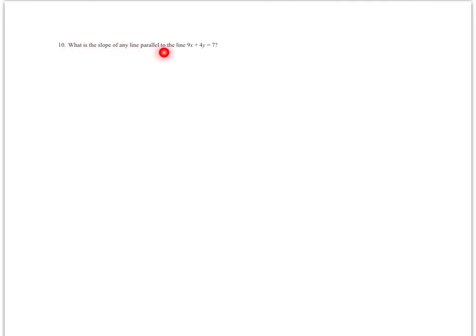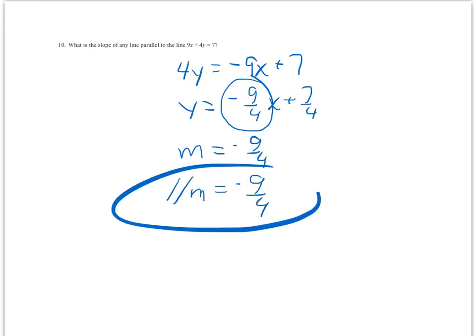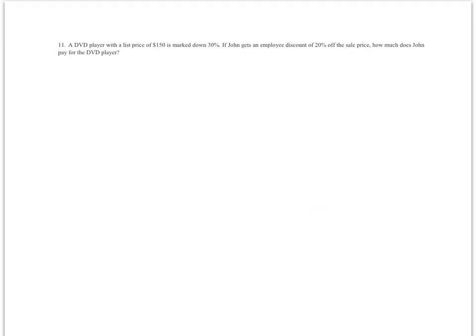What is the slope of any line parallel to the line 9x plus 4y equals 7? Well, if you get this equation into slope-intercept form, which I hope you know what that means, then the coefficient of x is going to be the slope. Lines that are parallel to each other have the same slope. So any line that has parallel slope is going to have a slope of -9/4.